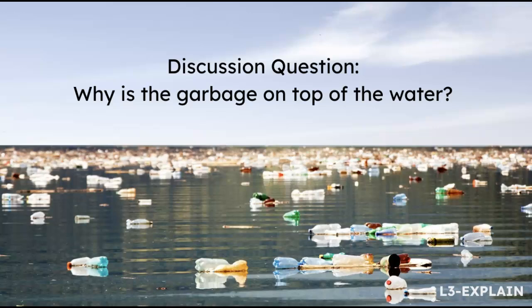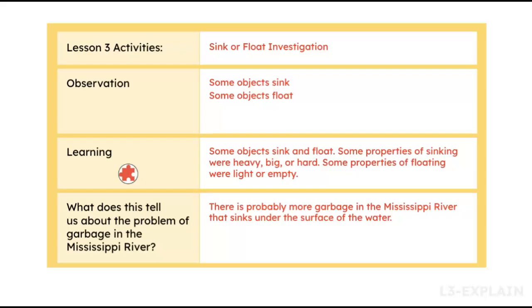In the explain portion of this lesson, you will invite students to gather in a circle to share their findings from the sinking and floating investigation. Use the questions below to guide your discussion around the question, why is the garbage on top of the water? Use the discussion to create the Lesson 3 summary chart. The goal of this class discussion is to make connections between the property of sinking and floating and the garbage in the Mississippi River. Students can use the sink or float data student journal pages to support them in this discussion.